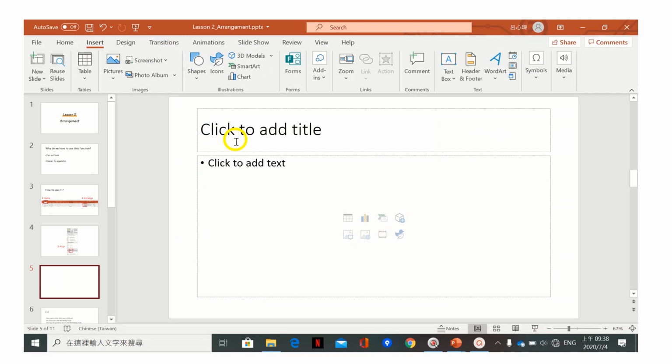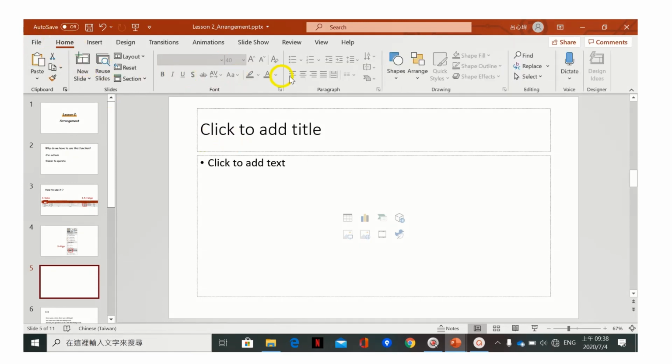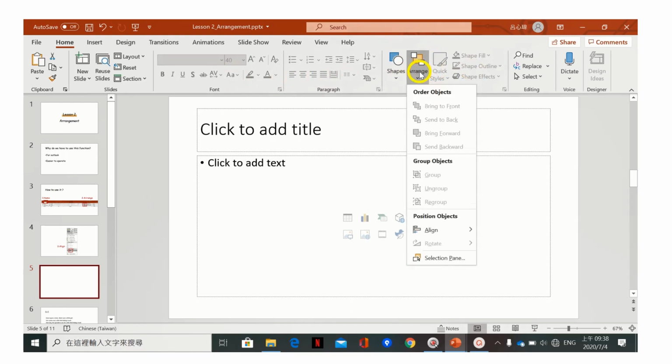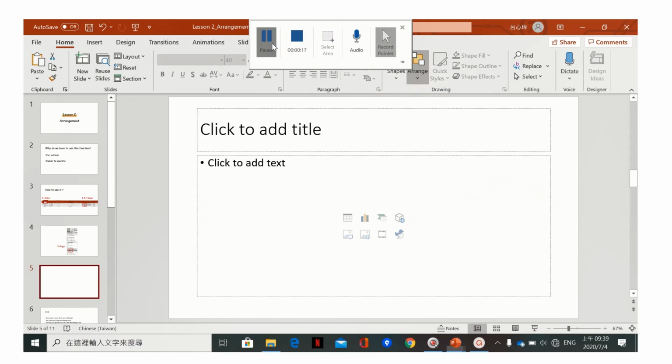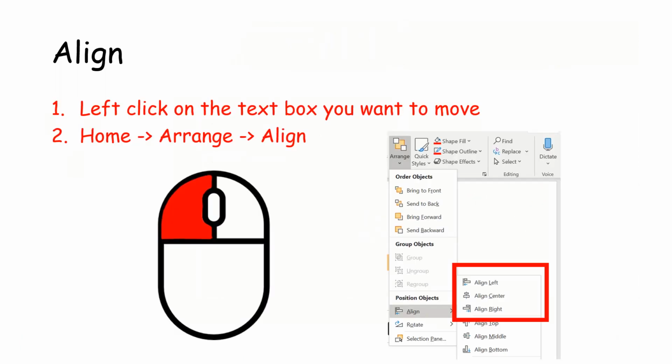Now, let's see the sample video together to see where the function is. I click Home, and then I click Arrange, then I click Align. You can see the functions over here. After the video, we will start to learn the function Align.